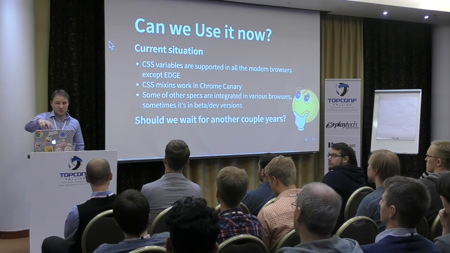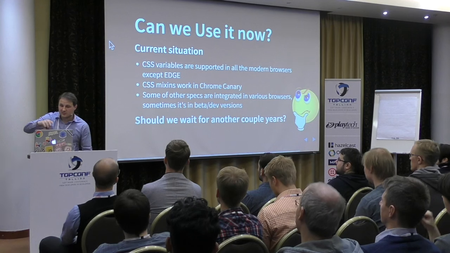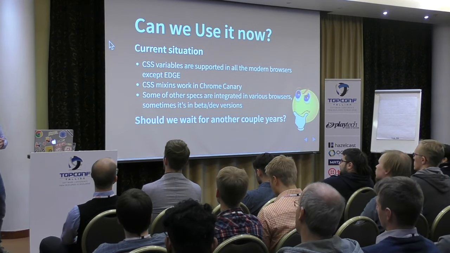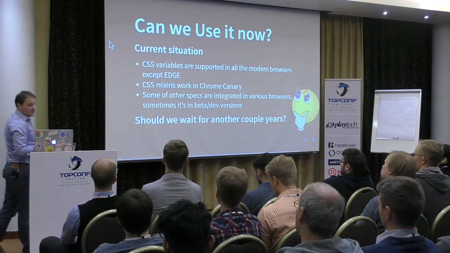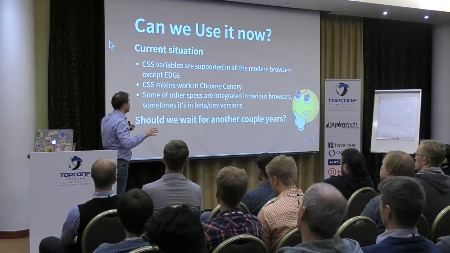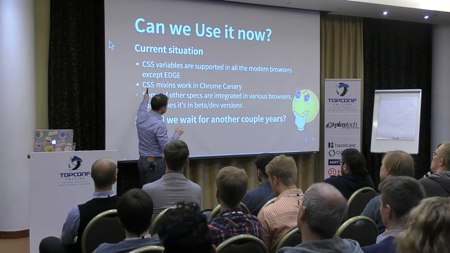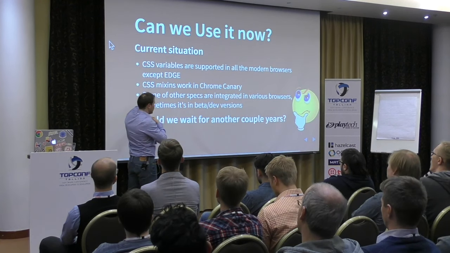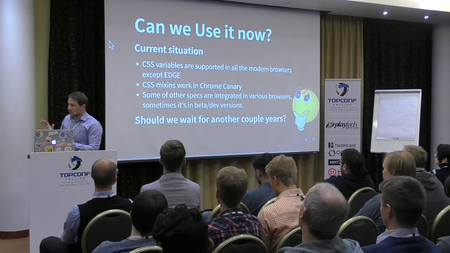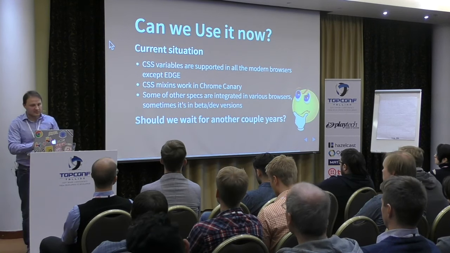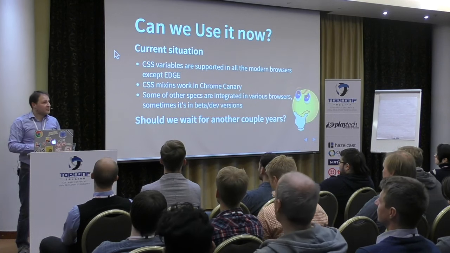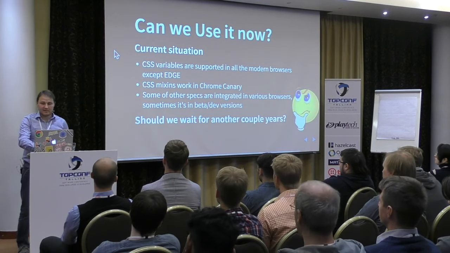Yes, so I will answer in a couple of next slides. The main question actually was just asked: can we use all this now? So, current situation: CSS variables are supported in all modern browsers except Edge. CSS mixins work in Chrome Canary. Some other implementations are available in some browsers, mostly in beta or dev versions. So should we again wait for a couple of years as we did?